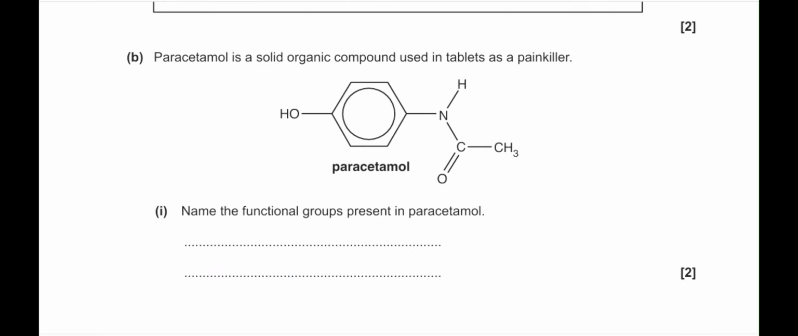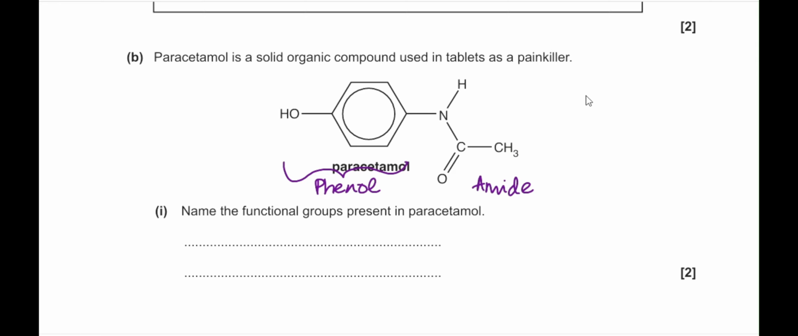That's it. Part B. Paracetamol is a solid organic compound used in tablets as a painkiller. The structure is given here. Name the functional groups present in paracetamol. Fine. Now we know that this is the famous phenolic group. So let's write phenol here. Okay. This part is an amide.